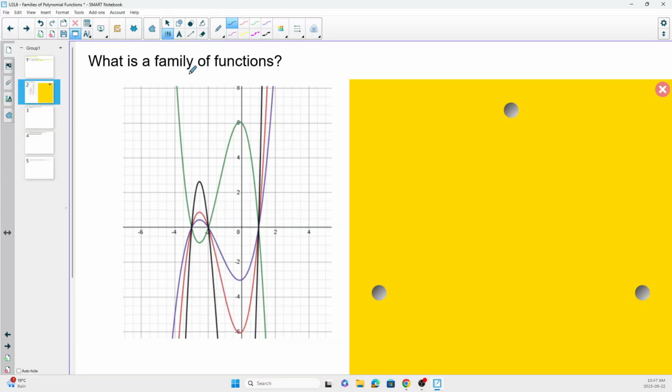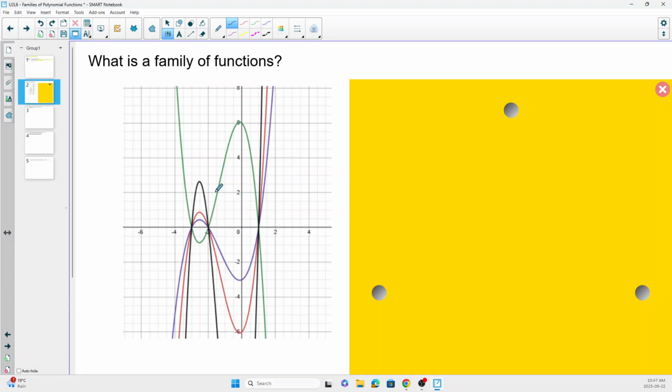What is a family of functions? What you see here are 4 different functions graphed, and these are a family of functions. Every single one of these has 2 turning points. If you remember back to turning points, the degree of the function is likely that plus 1. These do have opposite end behavior. If this is green up here, then it's green down here. So it's an odd polynomial with 2 turning points, so degree 3 polynomials.